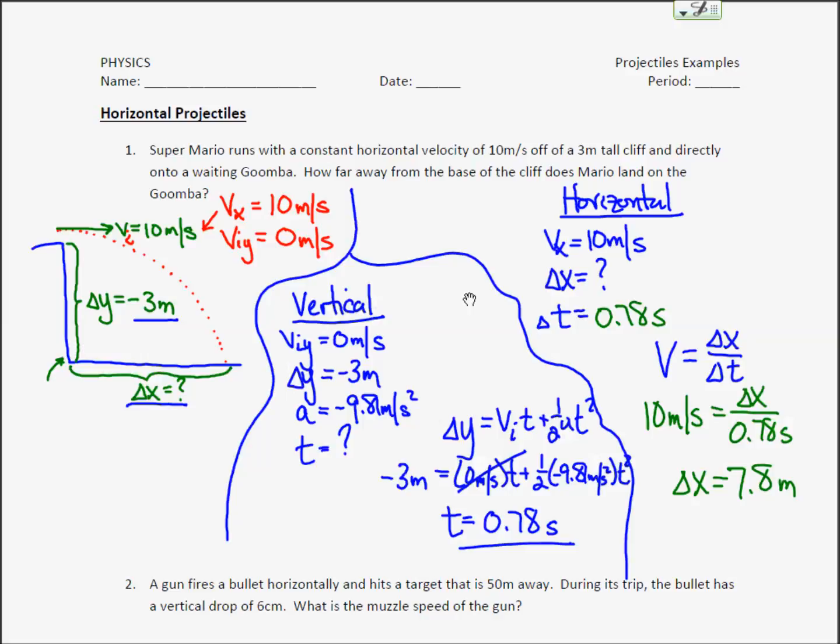So we see that we have a horizontal thing, we have a vertical thing. We keep all of our variables separated from each other. Horizontal things can't get mixed with vertical things, and vertical things can't get mixed with horizontal things. The only thing they share in common is the time. That's it. All right. So let's move down.